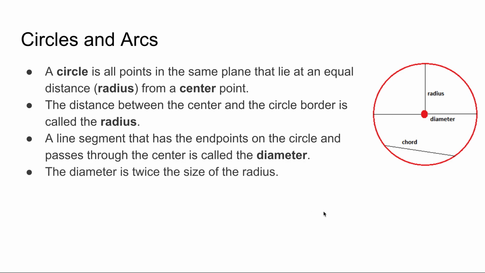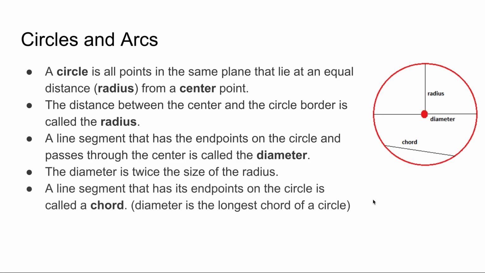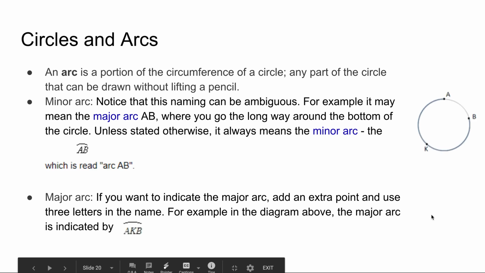Okay, the diameter is twice the size of the radius, because from here to there is radius, from here to there is radius. Okay, a line segment that has its endpoint on the circle, so you can draw a lot of those line segments, they are called a chord, and of course diameter is the longest chord of a circle.